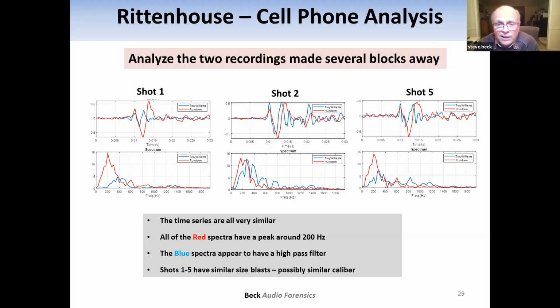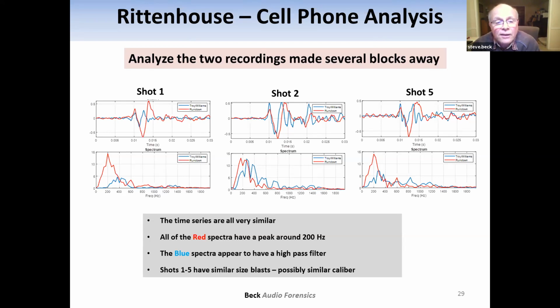They're actually fairly clean signatures. And if I just look at especially the red on shot 1, shot 2, and shot 5, they all look really similar. And then I look at their spectra, and especially the red one had a peak around 200 hertz. So my first thought is that could have been Kyle Rittenhouse, did the first shot.